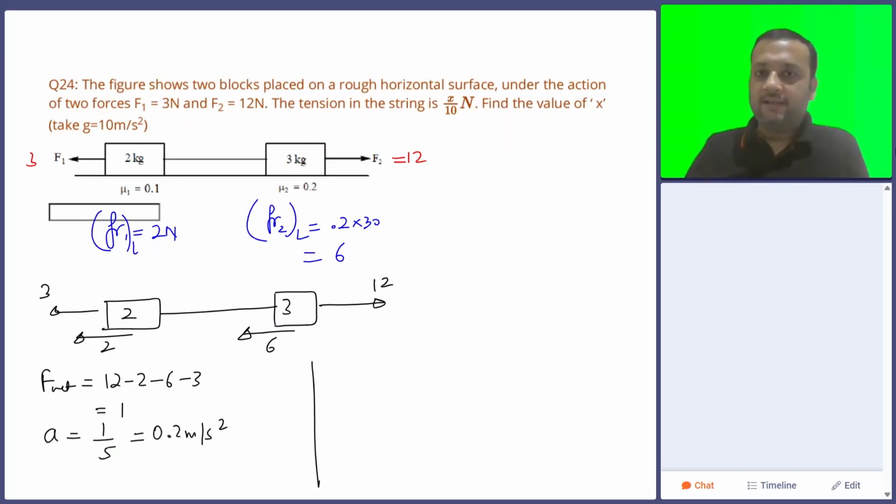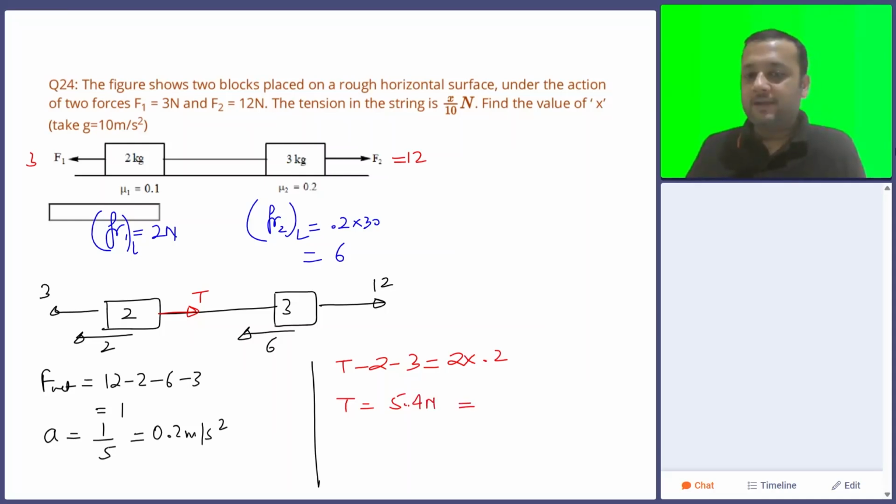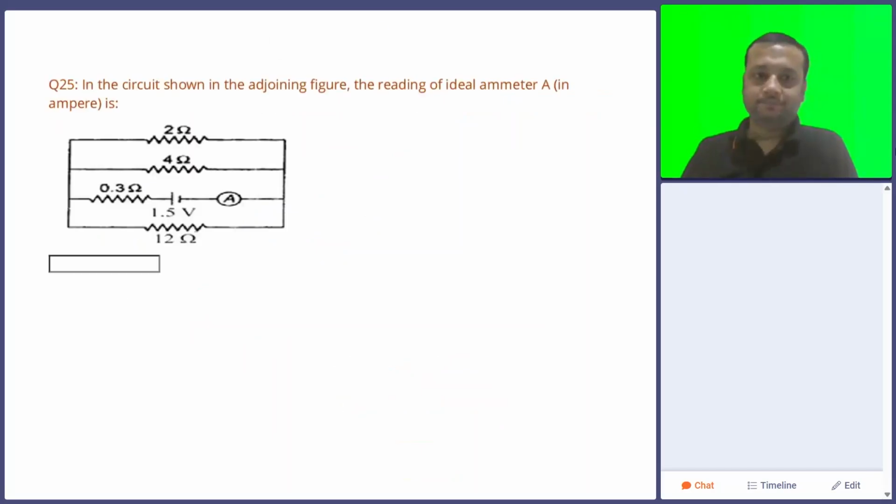Now what we have to find? We have to find the tension in this string. So let us say tension in this string is T. So what will you do? T minus, now if you look at the block 2 kg, this block if you have to consider, so T minus friction, which is 2, minus this force, which is 3, is equal to mass, which is 2, into acceleration. Acceleration is 0.2. So we get T is equal to how much? 5.4 Newton, which we have to compare with x by 10. So that means x becomes how much? X becomes 54. So you can write this value as 54. I hope you got this.